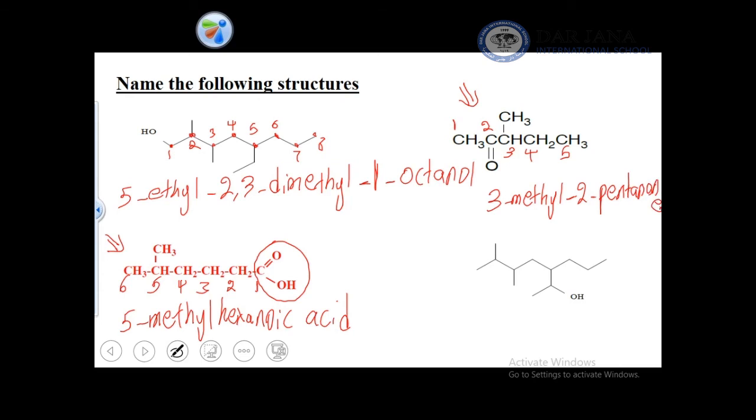The last one is 5,6-dimethyl-3-propyl-2-heptanol.